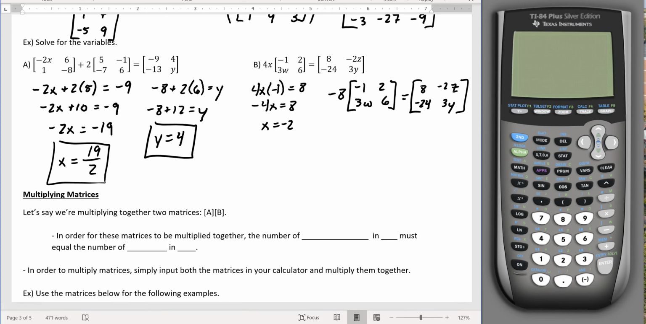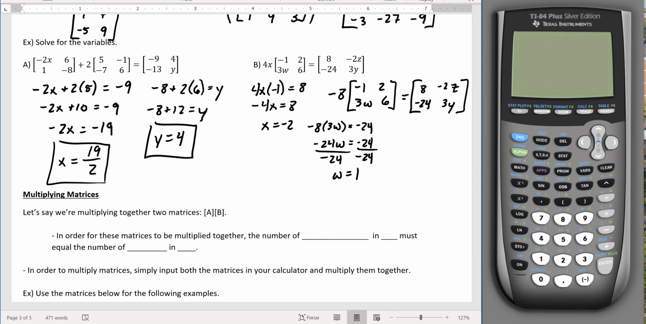All right, let's see how we did. So for w, y, and z, we needed to create 3 different equations. So let's start with this equation for w. It would be negative 8 times 3w equals negative 24. So negative 8 times 3w is negative 24w equals negative 24. Divide by negative 24, divide by negative 24. And we find here that w equals 1.